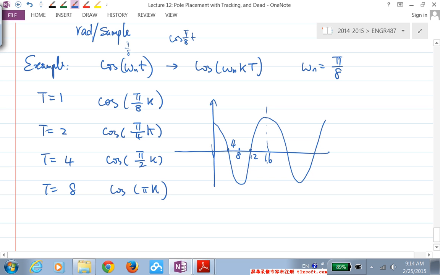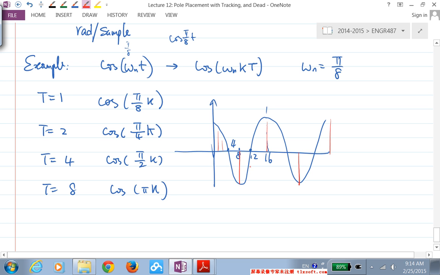So right now, if you're sampling with t equal to 1, you end up with some number of samples, right? But if you're sampling with, let's say, t equal to 8, guess what you have? 1 here, 1 here, 1 here, 1 here, right? Okay.